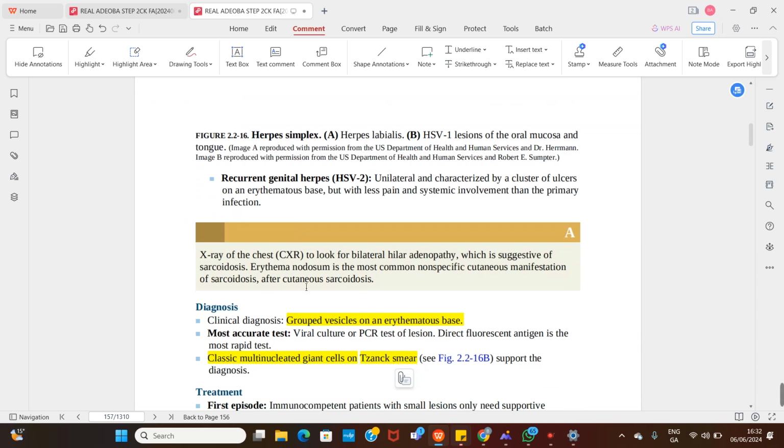And what is the manifestation of recurrent genital herpes? They just have recurrent genital infection, which is less severe in terms of symptoms and presentation compared to the primary. So you just have some unilateral clusters of ulcers with an erythematous base within the genital region. That is all.